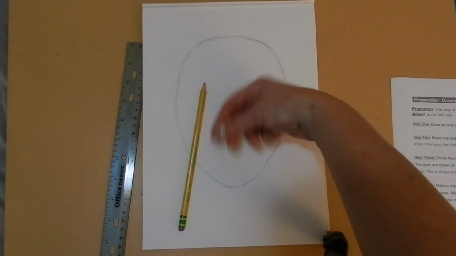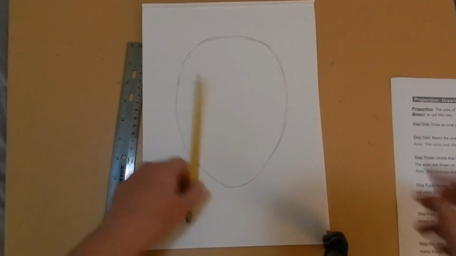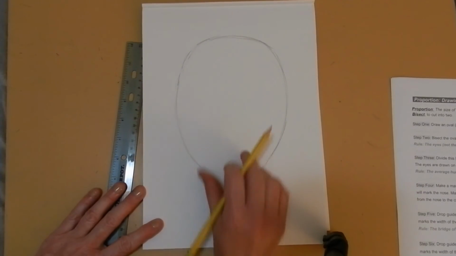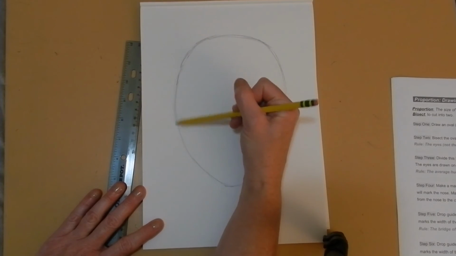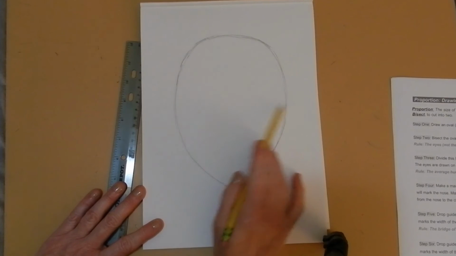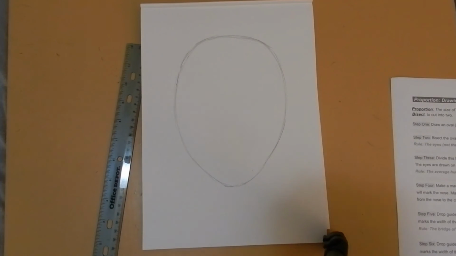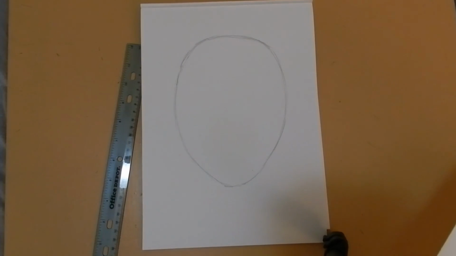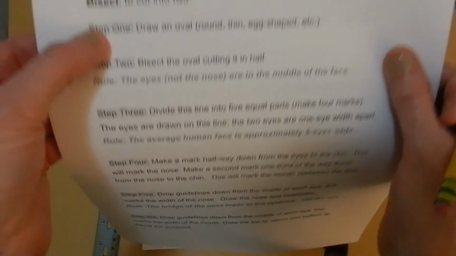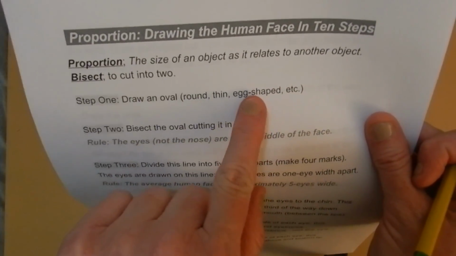Now you'll notice I used my wrist as a compass, and I sketched fairly firmly on my paper. This first time, your guidelines are going to show, and I'm going to draw dark so that you can see all of the guidelines that I use. But later on, when you're drawing your second and third face for practice, you will definitely want to press lightly so that you can erase your guidelines easily. So what have we done? We have done step 1. Draw an oval, round, thin, egg-shaped, etc.